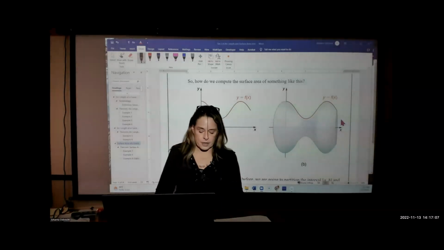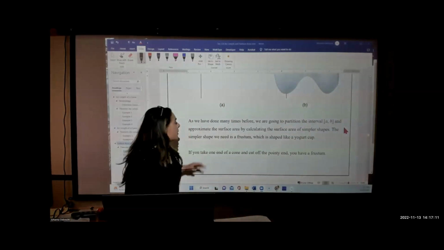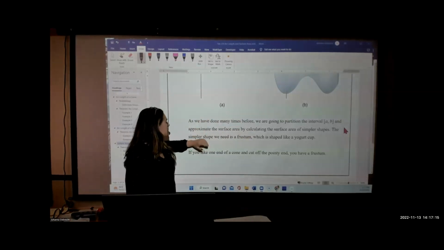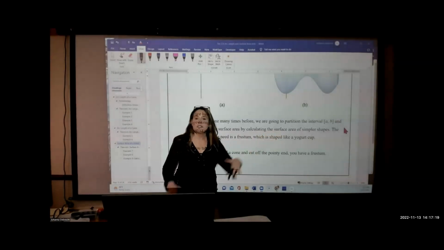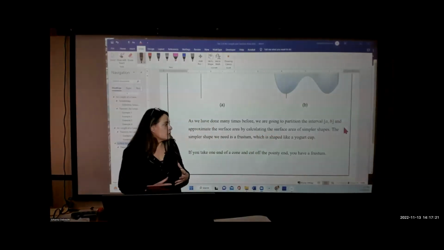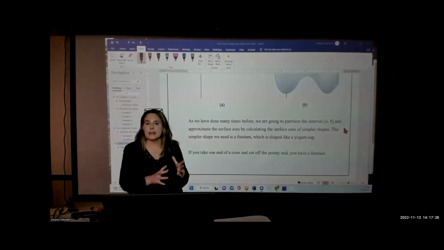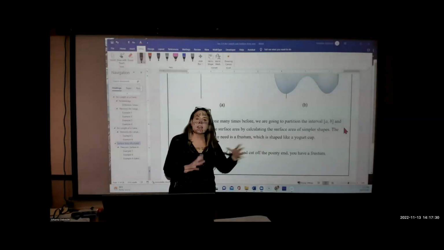Now we're going to do pretty much what we always do, which is partition the interval from a to b, wherever we revolved it, and approximate the surface area by calculating the surface area of some simpler shape. The particular shape we need is something that you may not be familiar with. It's called a frustum. It's shaped like a yogurt cup.